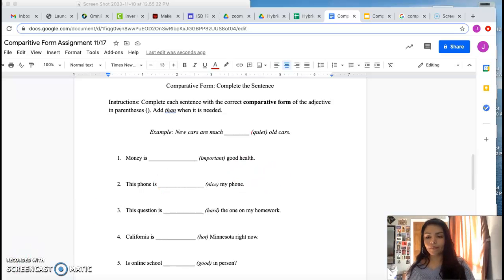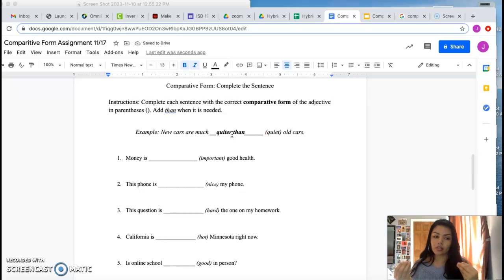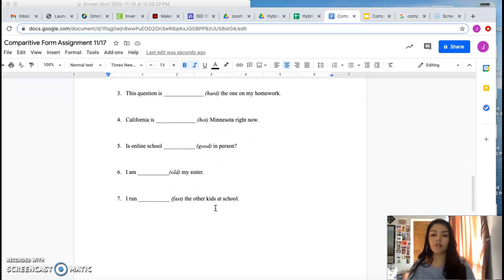Okay. Then what I'm going to do is I'm going to put quieter than. Remember, you always have to put than when you're making a sentence with the comparative form. And that is what you are going to do for the rest of the sentences.